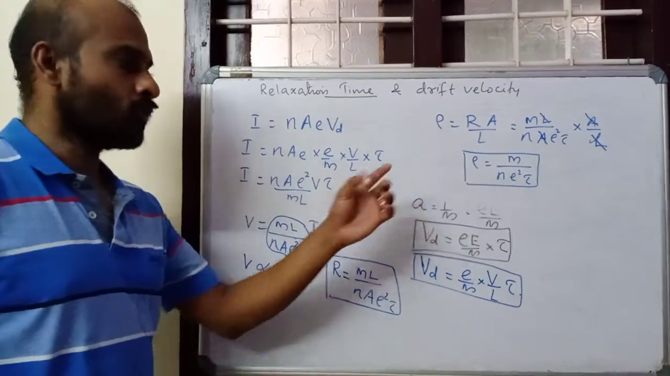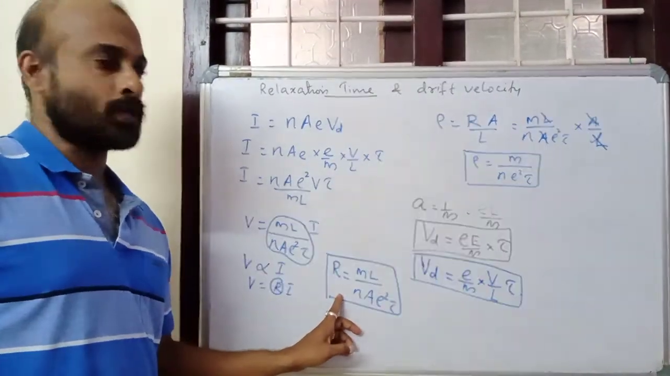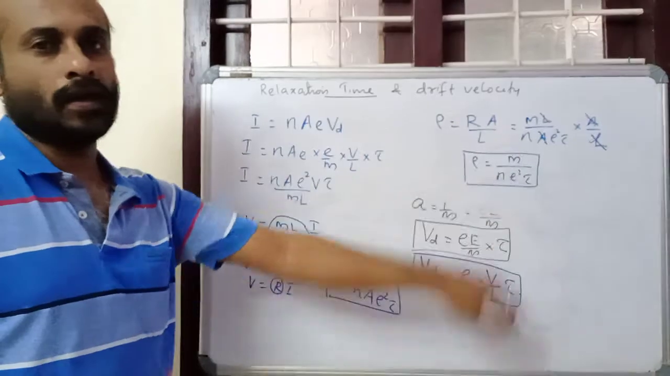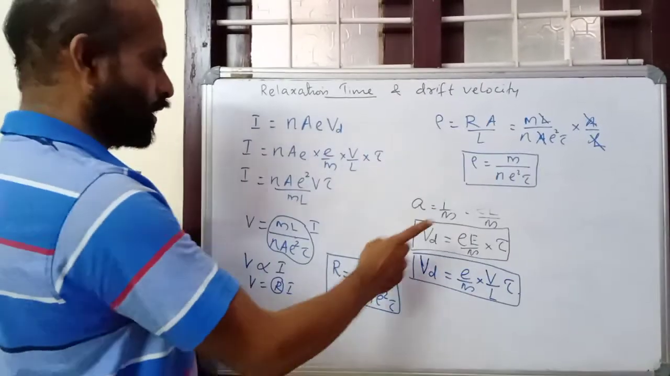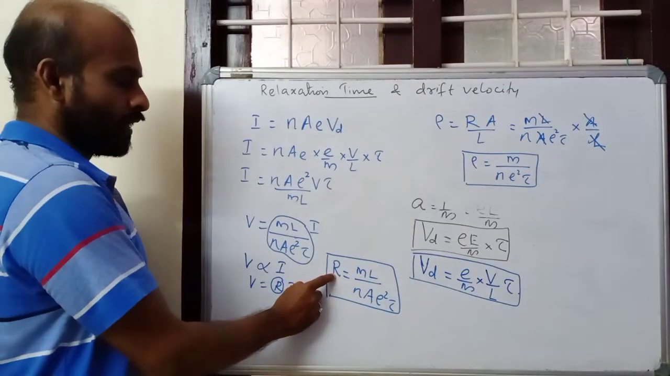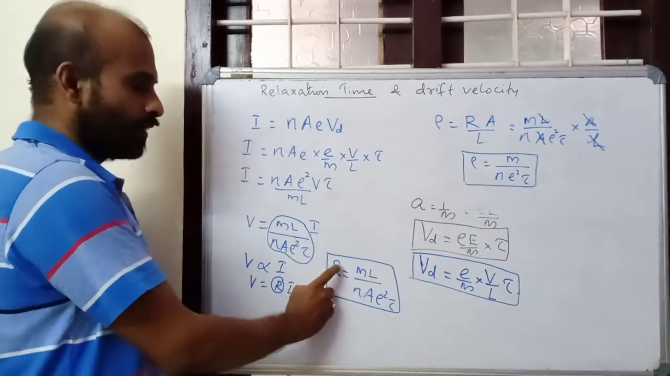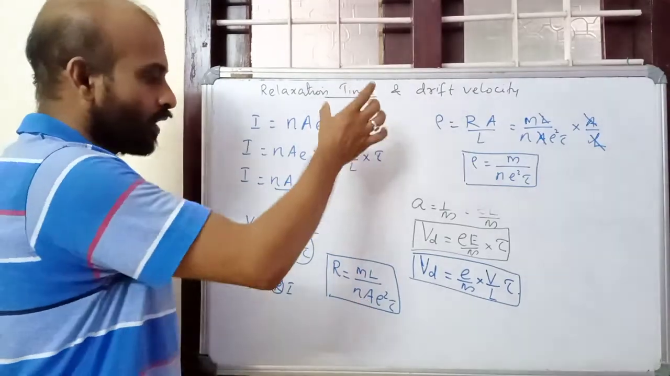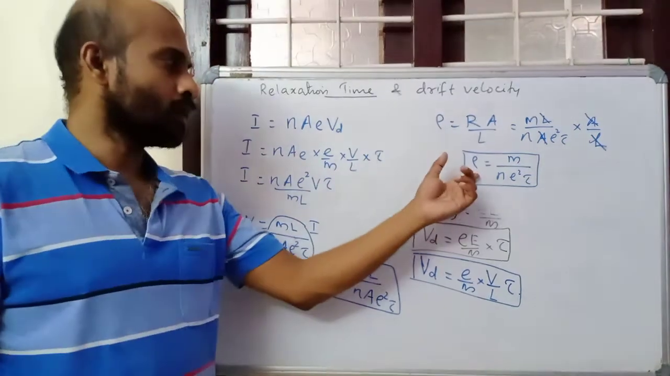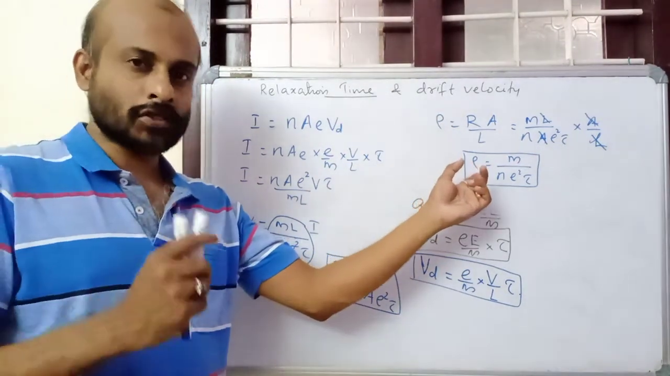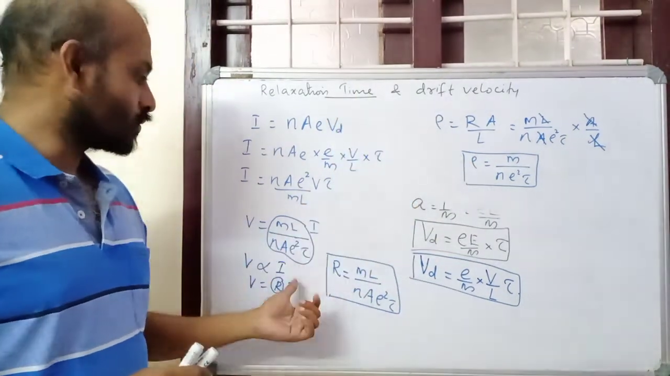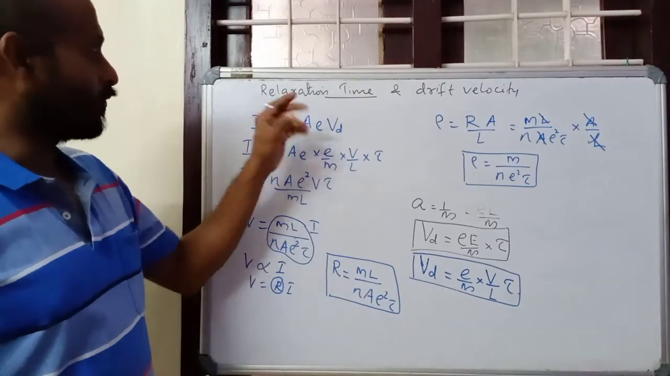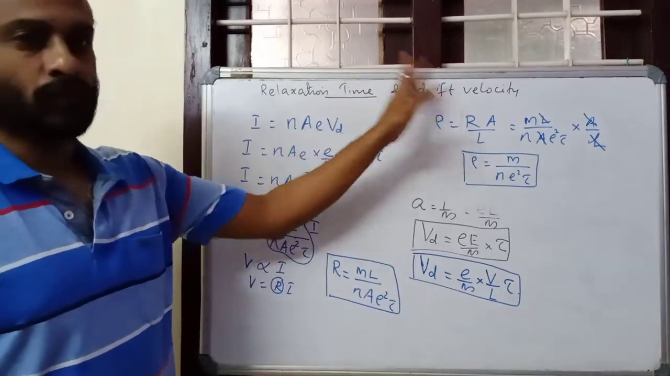So we have got the equation for resistivity and resistance in terms of relaxation time. In this equation itself, you can see that the resistance is directly proportional to the length of a conductor, and inversely proportional to the area of cross section. Thus we have got the equation for resistance and resistivity in terms of relaxation time. Also we have stated Ohm's law starting from the concept of relaxation time and drift velocity.